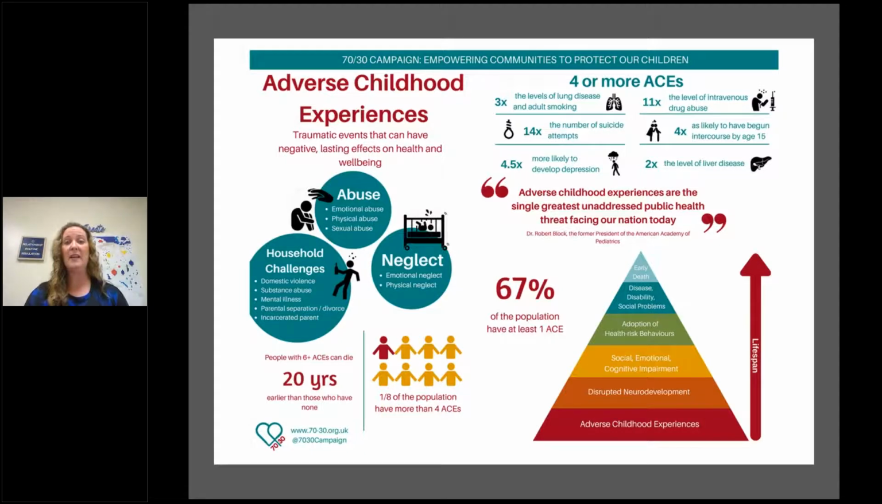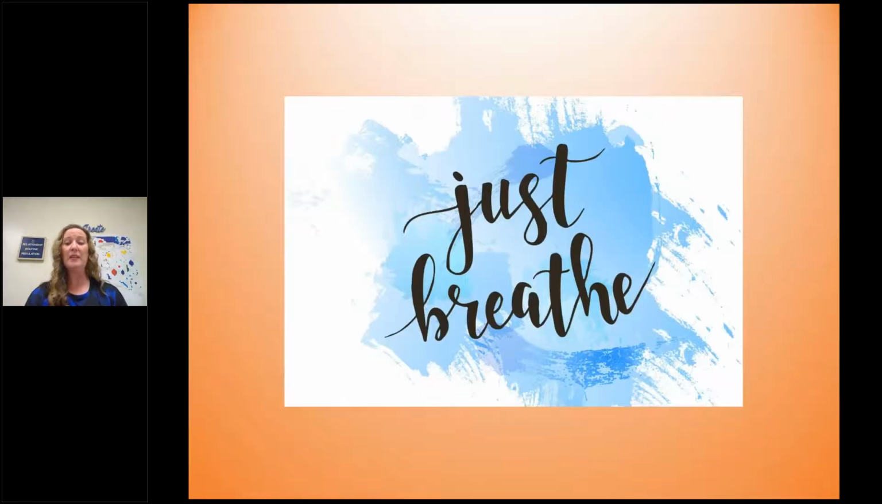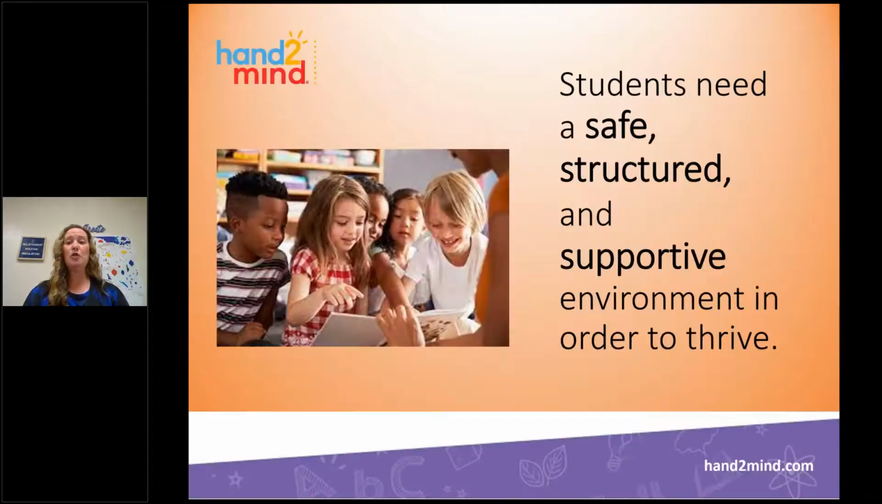With that being said, I want you to breathe. Really and truthfully, breathe. And you're like, great, here we go, breathing. Yes, triangle breathing. Take a deep breath. Make sure you let it out though. Students need a safe, structured, and supportive environment in order to thrive. That's what they need. These are things we can do. We can provide a safe, structured, and supportive environment. We know how to do school. It's what we went to schooling for.